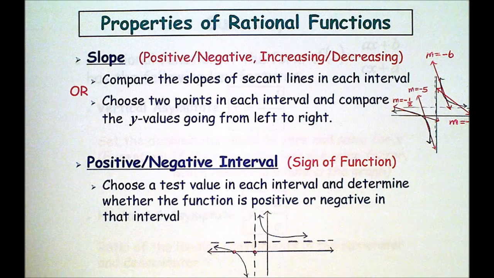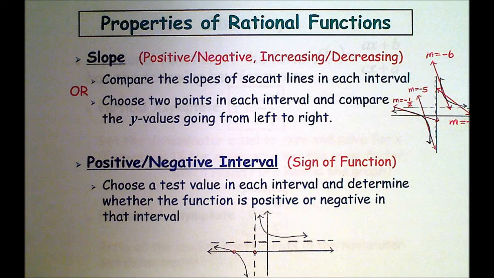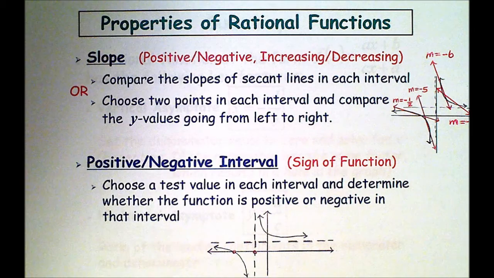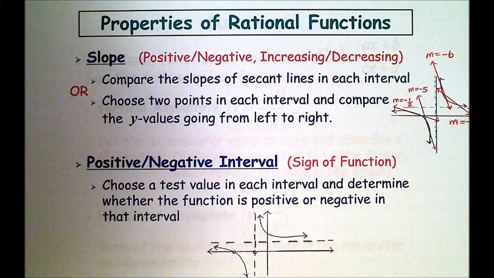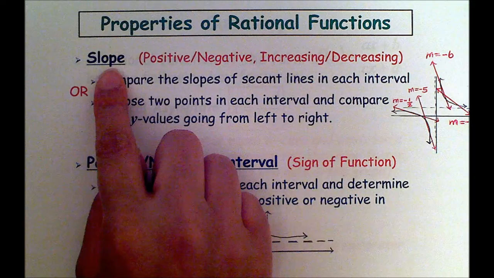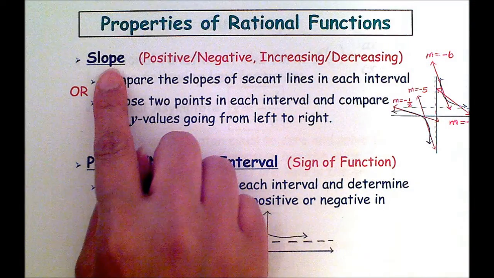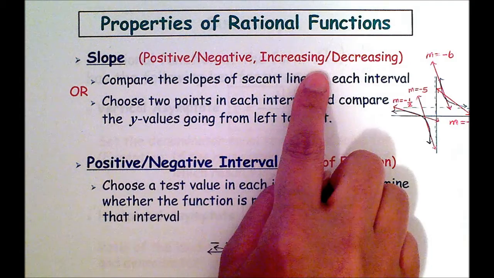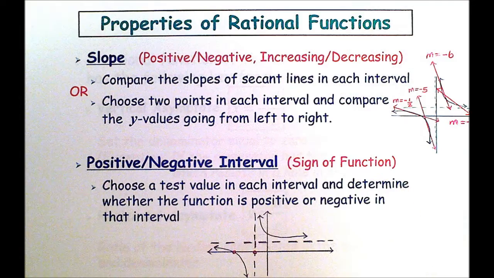So we looked at an example of how to graph a rational function where the degree of the numerator and denominator is the same. Now we're going to look at some properties of rational functions. One of the properties looks at slope. Sometimes the question might ask you whether the slope is positive or negative and whether it's increasing or decreasing. And there's a couple of different ways you can do this.